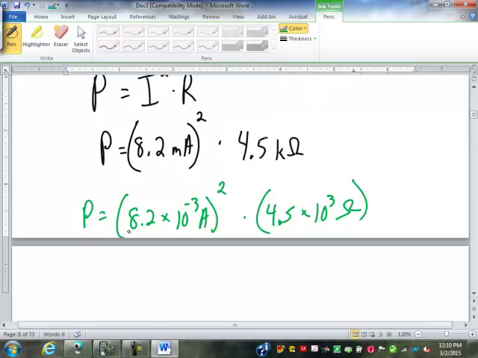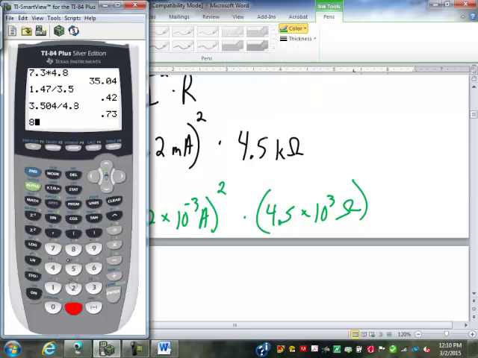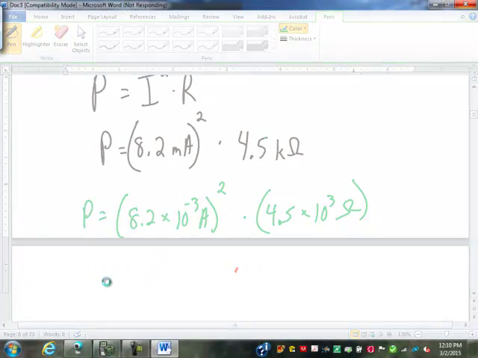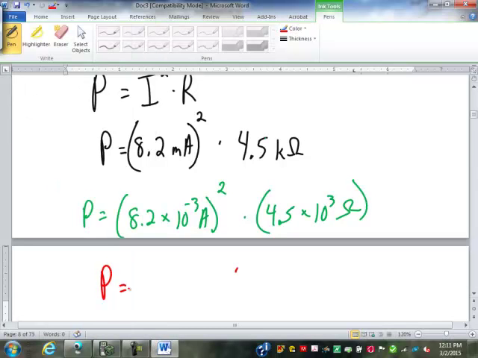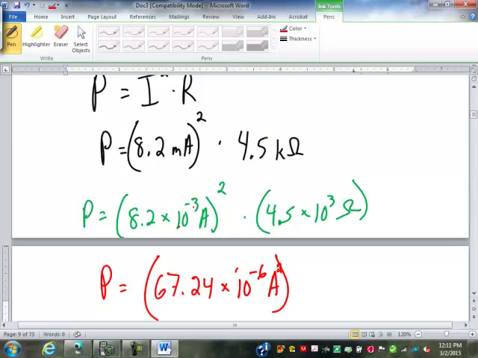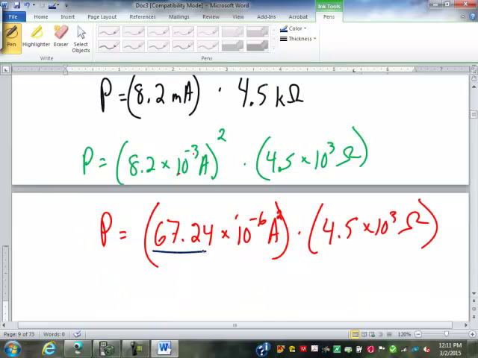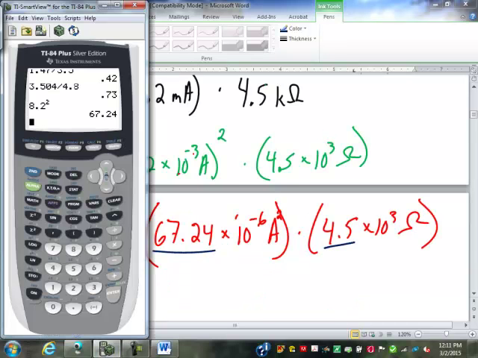Now we have to square this. 8.2 squared is 67.24. Ten to the negative 3 squared, well, negative 3 times 2 is negative 6. So that is 10 to the negative 6. This is amps squared right now, not just amps. Now it's got a little 2 there. Times 4.5 times 10 to the third ohms yet. We haven't done anything with that. But now we can go ahead and do that. We have 67.24 times 4.5.